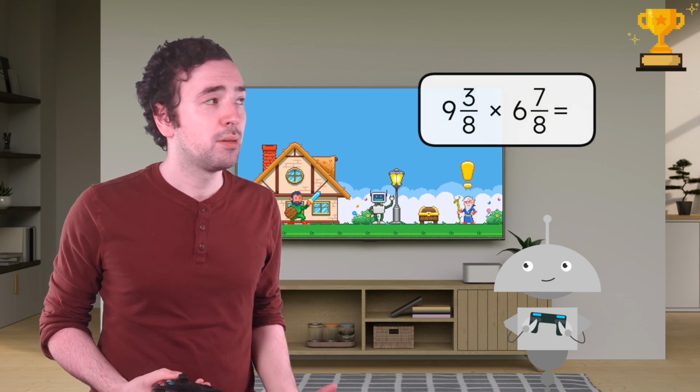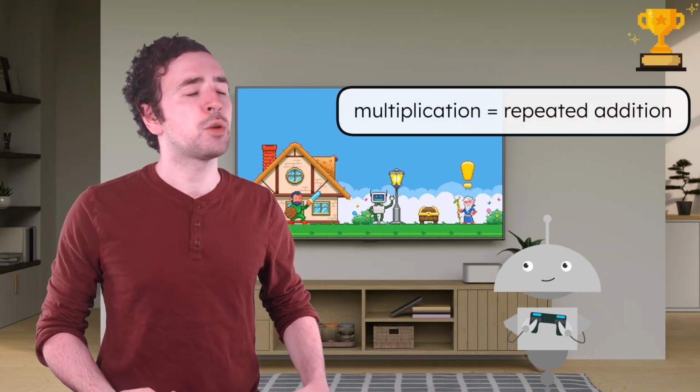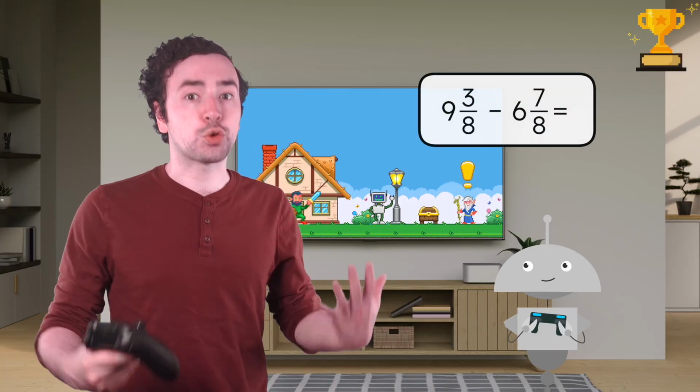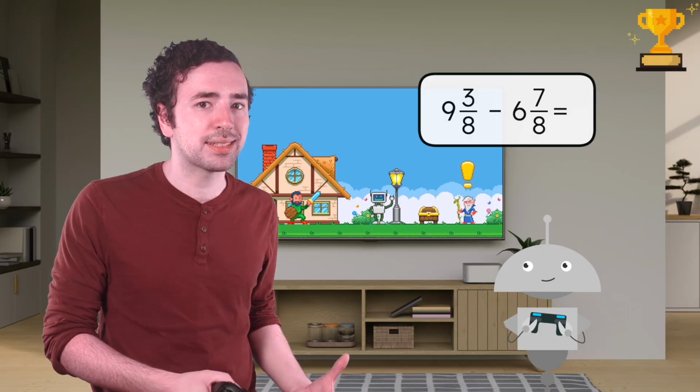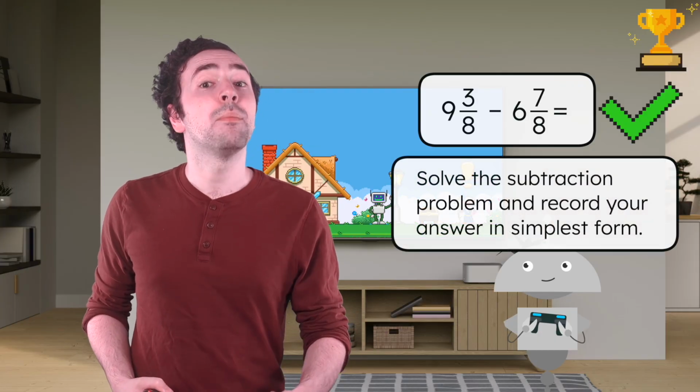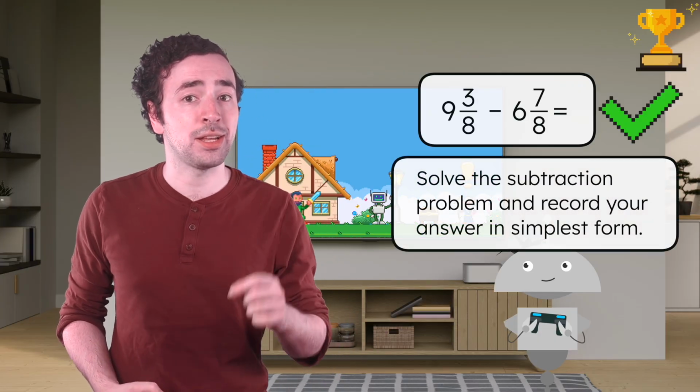Would multiplication be a good operation to use here? Well, since multiplication is just repeated addition, it would also equal a greater amount and not give us the information we need. What about subtraction? Subtracting the gold we have from the cost can help us figure out the difference, or how much more gold we still need. Sounds like the right operation to me. Pause here to solve 9 3/8 minus 6 7/8 in your guided notes. Remember to record your answer in simplest form.